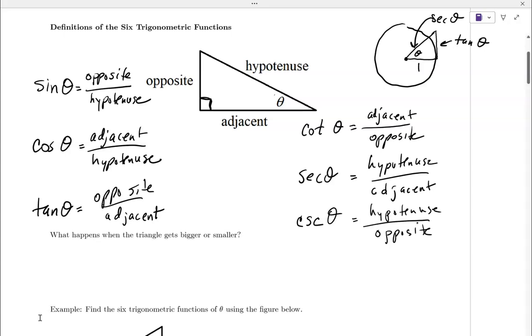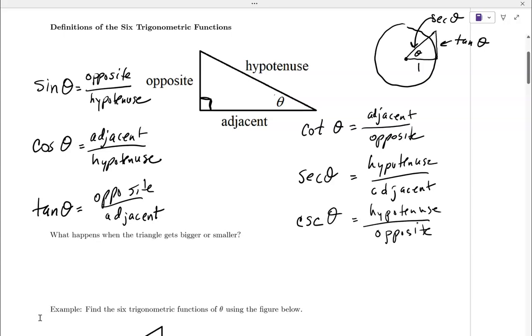But let's talk about the fact that we have functions. When we have functions, if I put one thing in, how many things am I allowed to get out and keep it a function? Just one, right? You might be asking, well, what happens if I change the size of my triangle? If I change the size of the triangle, that angle could stay the same, but my opposite, adjacent, and hypotenuse could all be different. So how do I know I only get one thing out?